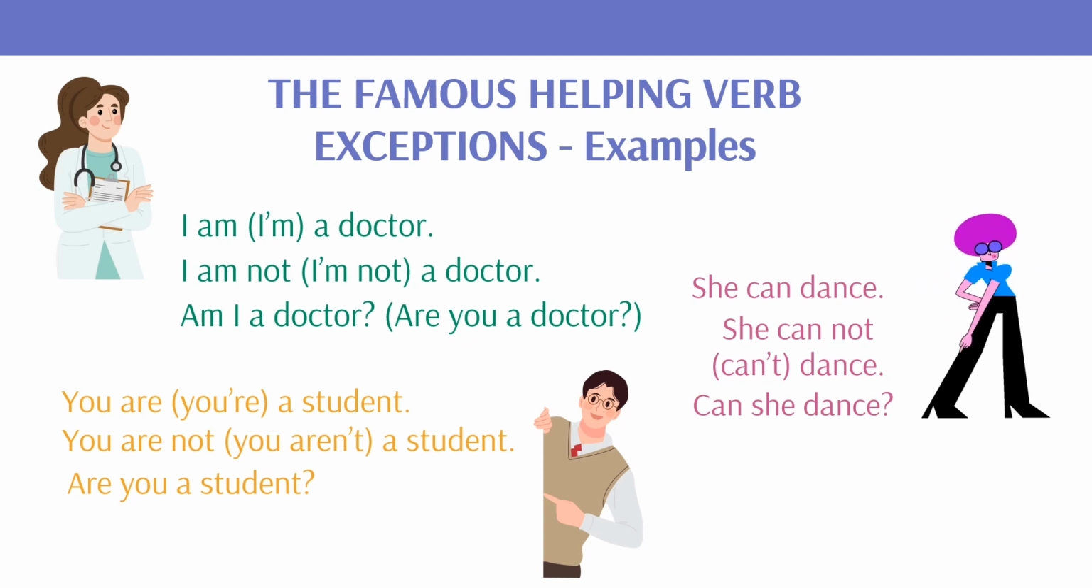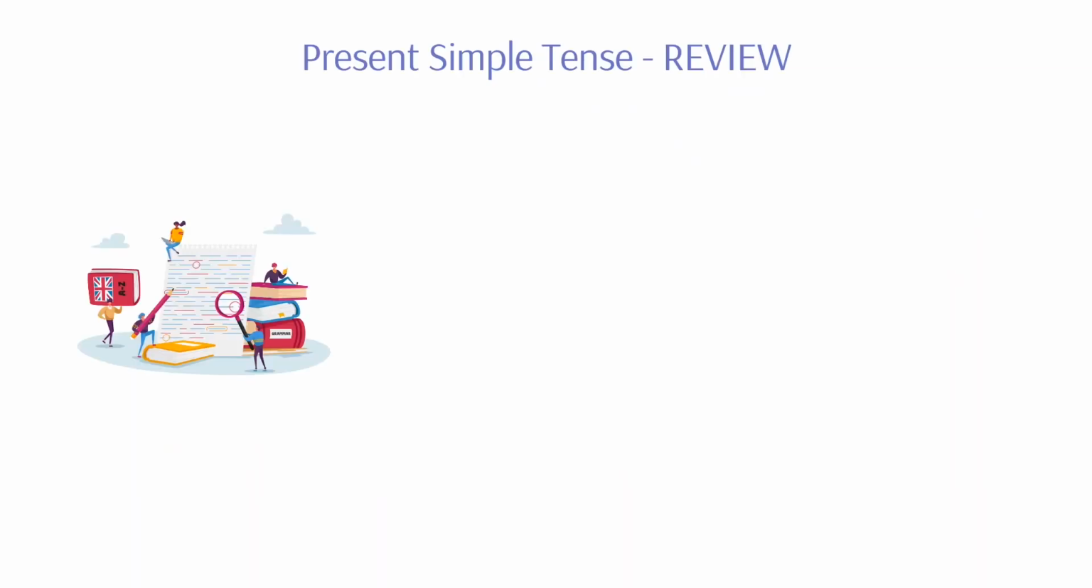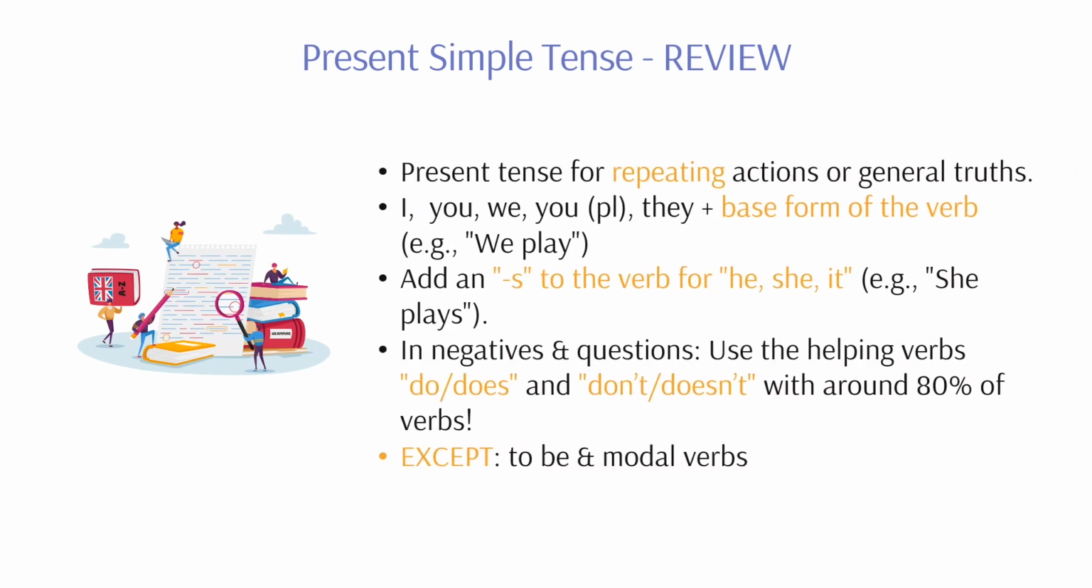Here's a review of present simple tense. Eine Zusammenfassung von present simple tense. It is a present tense. Wir nutzen es in der Gegenwart for repeating actions, etwas, was sich wiederholt, or general truths, Wahrheiten. I, you, we, you and they, plus the base form of the verb, ich, du, er, sie, es plus die Grundform, das Infinitiv des Verbs.